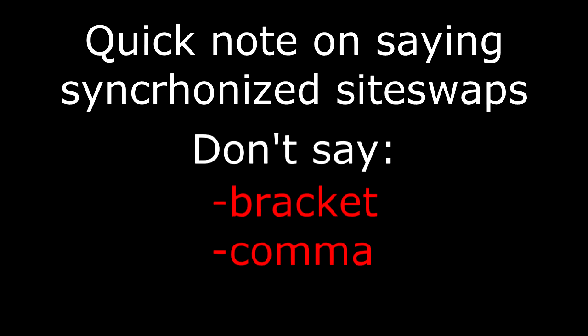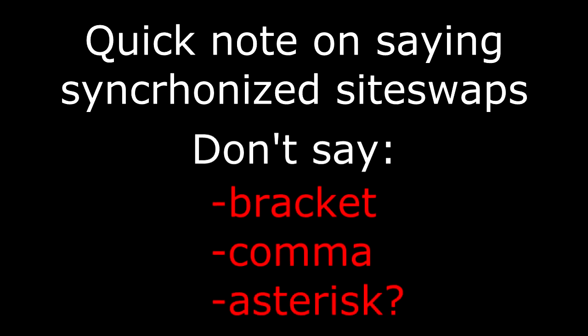When talking about synchronized siteswaps, jugglers will almost never say bracket or comma. For example, instead of bracket 4x comma 2x end bracket, they'll just say 4x 2x, because the context implies that the brackets and commas are there. For certain siteswaps, people also tend to cut off the asterisk. For example, even though 6x4 isn't a valid siteswap, everybody refers to 6x4 asterisk as just 6x4. For clarity, I'm going to continue saying bracket and comma, but when you hit the streets, don't worry about it.